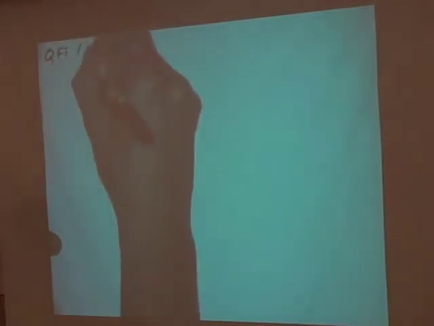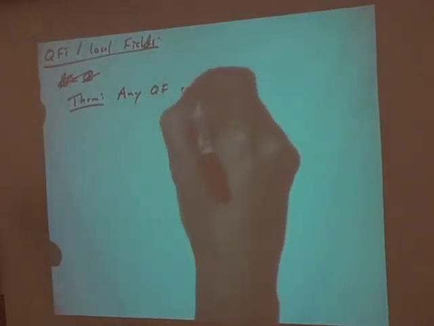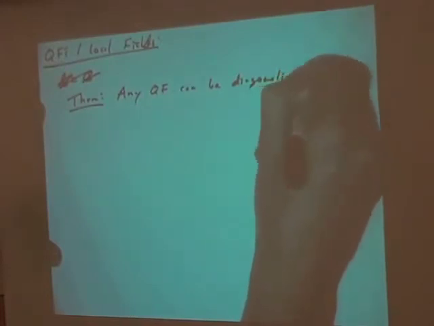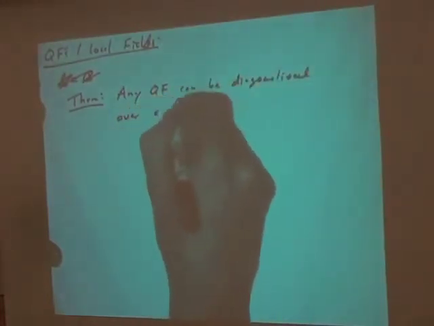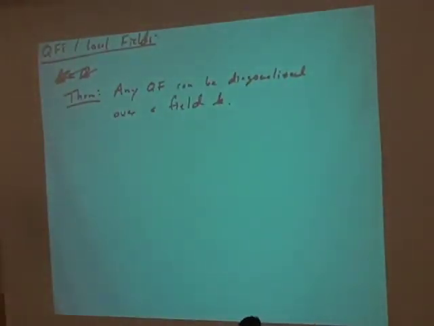So let me just look at what things look like over local fields. Quadratic forms over local fields. Okay. So let's say I take the field to be the complex numbers. Maybe I just put down a theorem that I didn't prove, but this is important. Any quadratic form can be diagonalized over a field. Oh, in characteristic not 2.